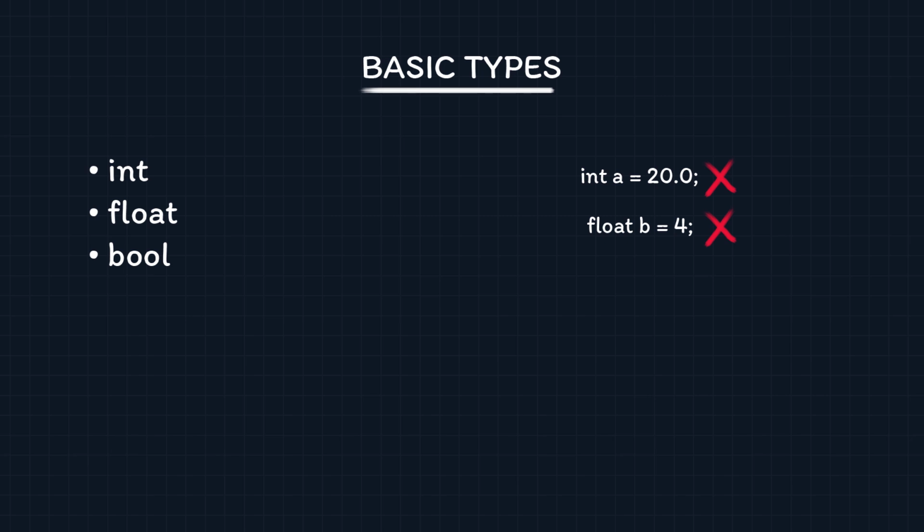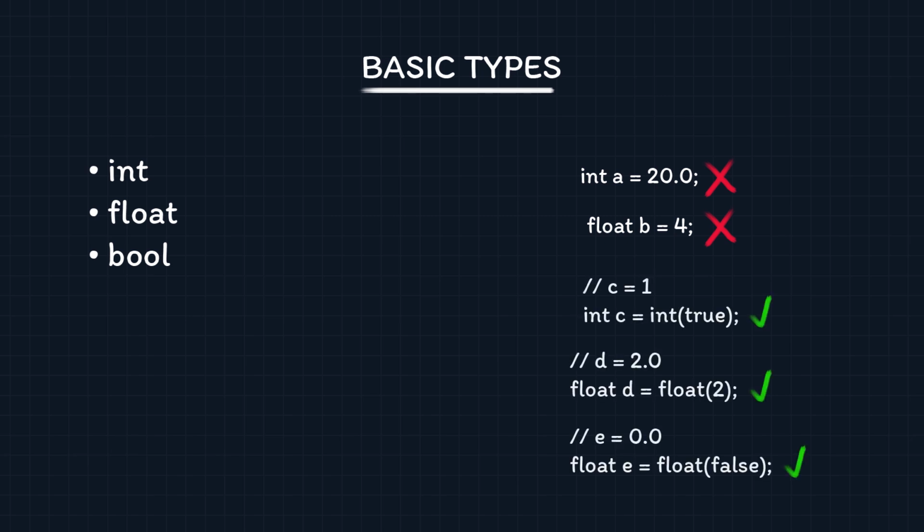The only way to do that is to convert that value using a conversion function, and here are some examples. int(true) returns 1, float(2) returns 2.0, float(false) returns 0.0. Then of course we have a variety of operators to apply different kinds of operations like addition, subtraction, division, etc.